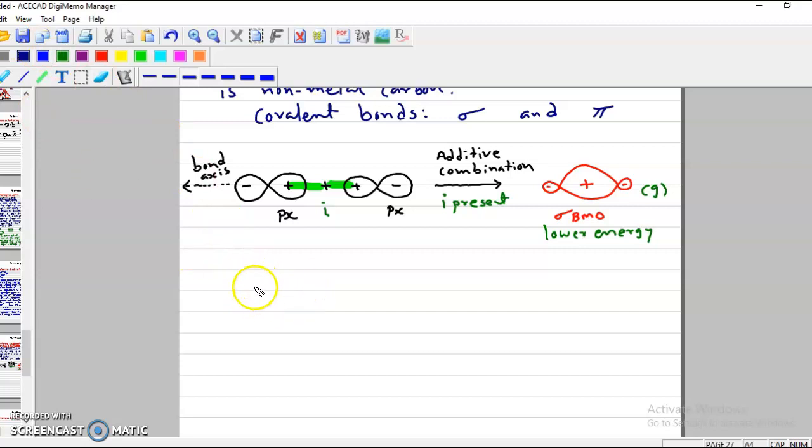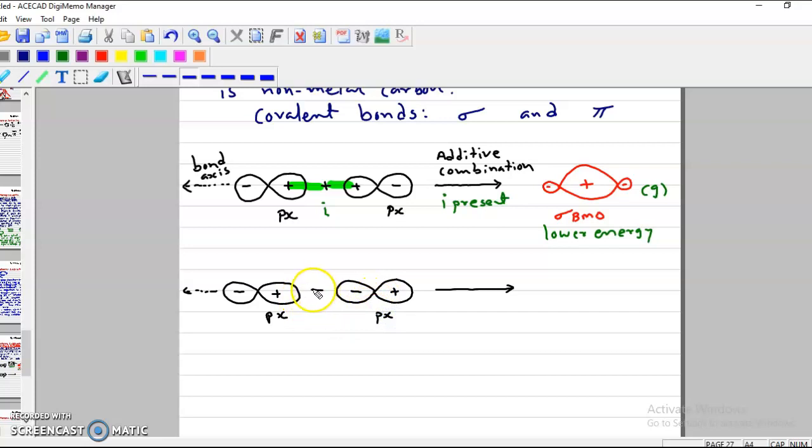Now, the second type of combination. This is also a px orbital, with a plus sign and a minus sign. But these two may have electrons with similar spin. That means they do not attract each other, they repel each other. So for that we put a negative sign over here. A negative sign on this side and a positive sign on this side means they do not like each other and they repel each other. This is also a px orbital.